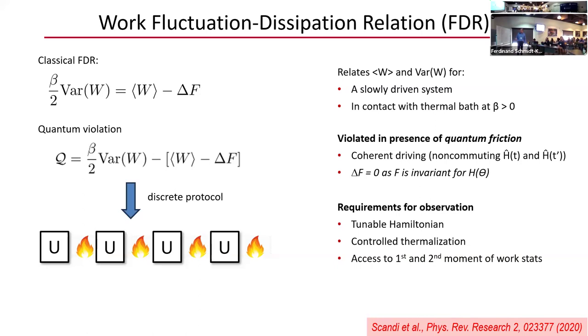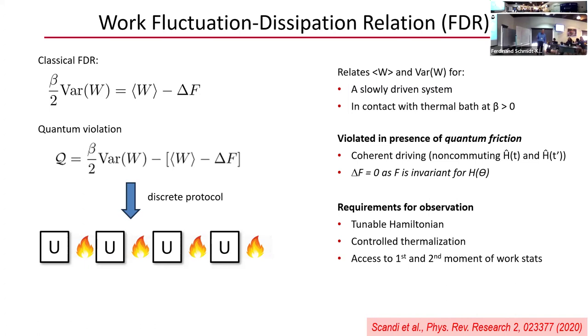And then you want to have a coherent driving with a non-commuting protocol, and F is delta F here. It appears in the equation, but it is zero for all the protocols which we are doing, because this is invariant in our Hamiltonian. Okay, so delta F is always here, but we don't need it. We have just this part of the formula.